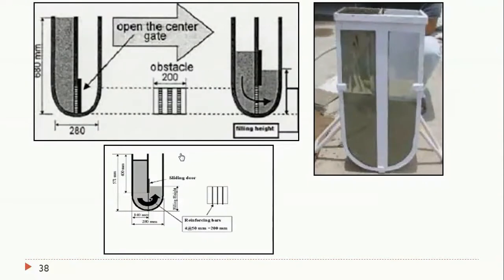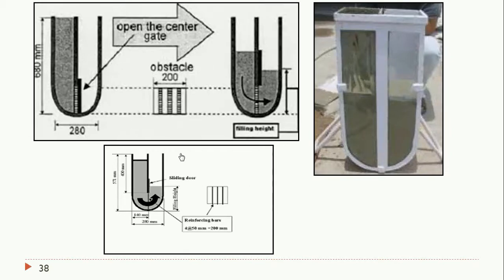This apparatus consists of a U-shaped vessel that is divided by a middle wall. You can see at the middle there is a wall which separates the two compartments. Along with that, just like the L box test, here also there is a sliding gate. The gate is at the center of the wall, attached to it. There is also reinforcement present there. We have an obstacle there.